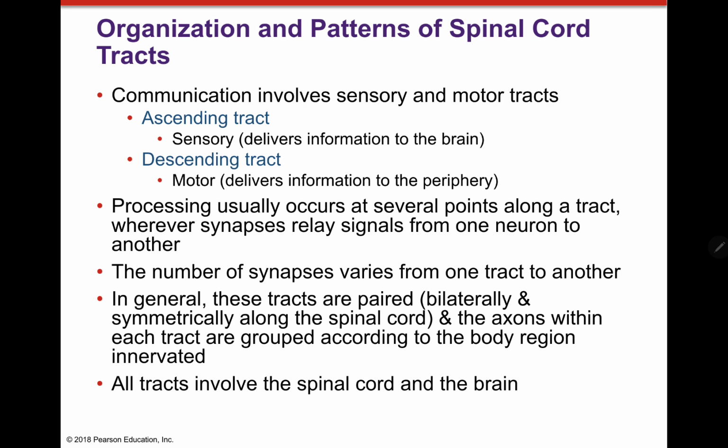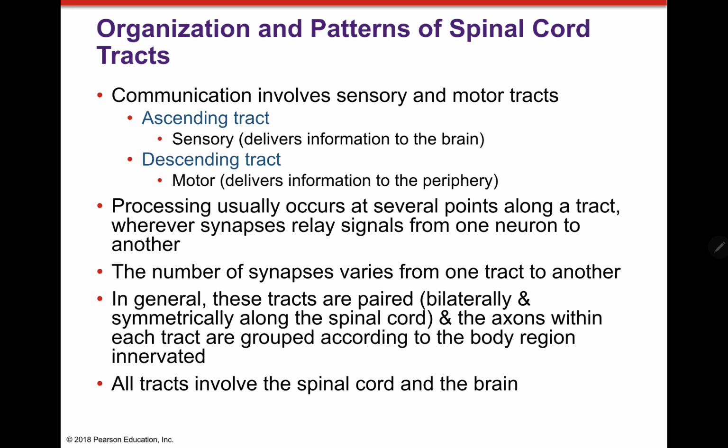So we're going to have ascending tracts. This is going to deliver sensory information to the brain. And then we have descending tracts, and this is going to deliver motor information to the peripheries, so coming from the central nervous system to the peripheries. And again, these tracks are just neurons, just axons extending through the spinal cord and out to the peripheries. It's part of a neuron.